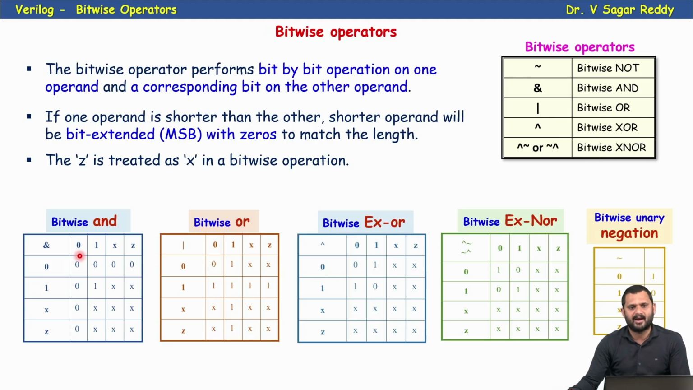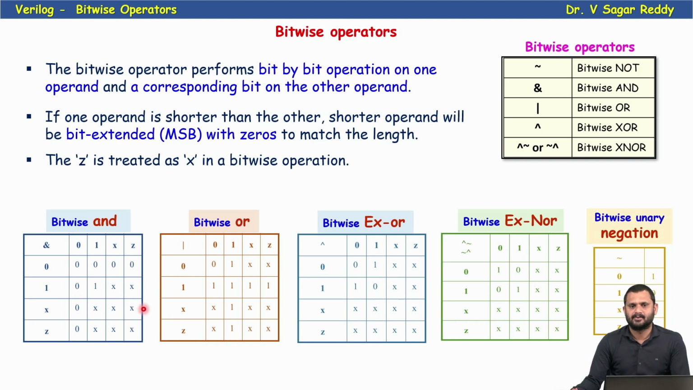Now here, 1 and 0 is 0, 1 and 1 is 1, 1 and X is X. So if one operand is X or Z in the bitwise operator, the result is X only, irrespective of the other. Clear? So see, one operand is X. Even in the AND operation, if one input is 0, the result is 0. By default, we know that.